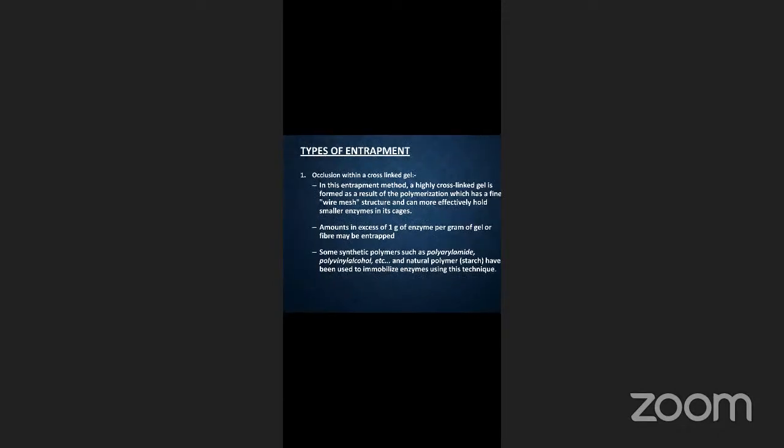So the types of entrapment are, first, occlusion within a cross-linked gel. In this entrapment method, a highly cross-linked gel is formed as a result of polymerization, which will form wiry mesh-like cages. So 1 gram of enzyme per gram of gel or fiber can be entrapped. Here synthetic polymers like polyacrylamide and polyvinyl alcohol, or natural polymers like starch, can also be used in this immobilization technique.